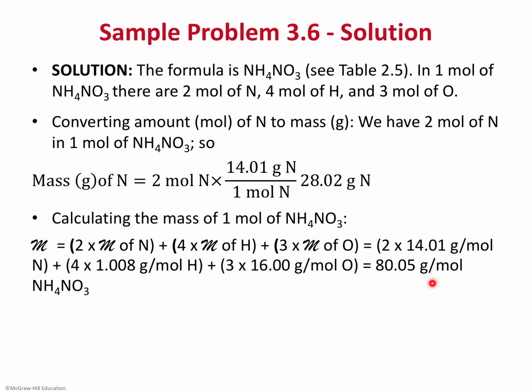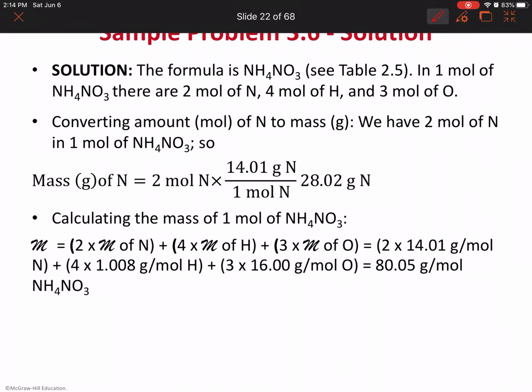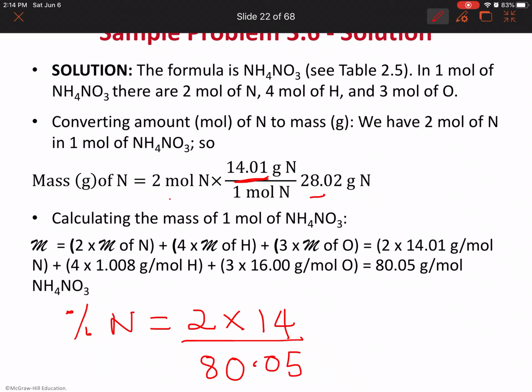So what would be the percentage of nitrogen in it? If you take 1 mole of ammonium nitrate, there are 2 moles of nitrogen. What's the mass of each nitrogen? 14 times 2, 28. Right? So 2 times 14, and you divide by 80.05 grams, which is the mass of the whole compound, and you multiply by 100. That will give us the percentage of nitrogen.